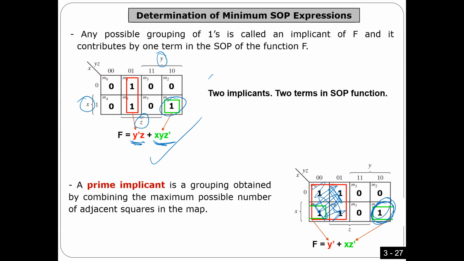Okay, this one is okay, but this one is not okay because this one is a neighbor to this one. So if I take them together, I can reduce this term. I can reduce the number of variables from 3 to 2.